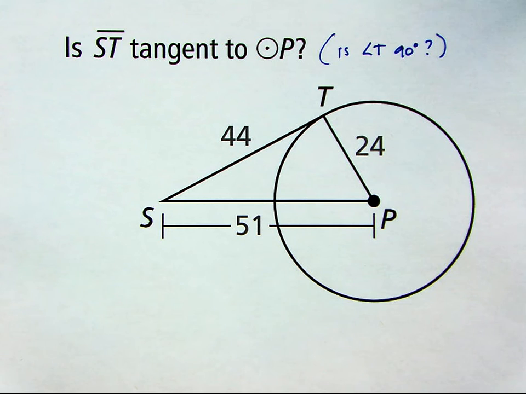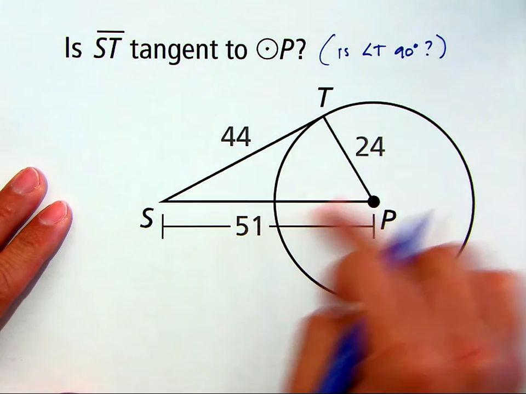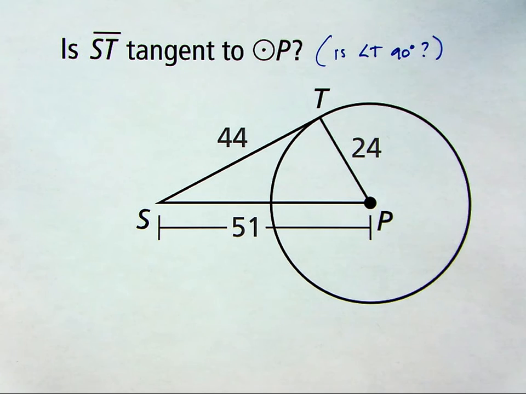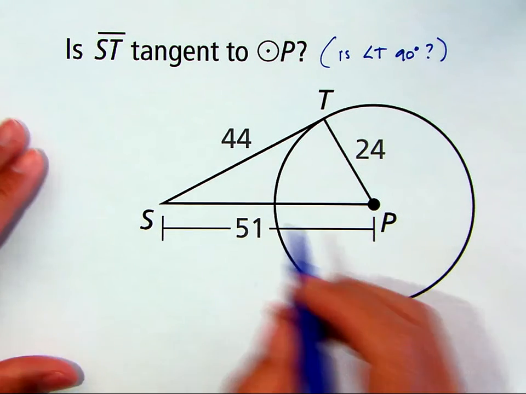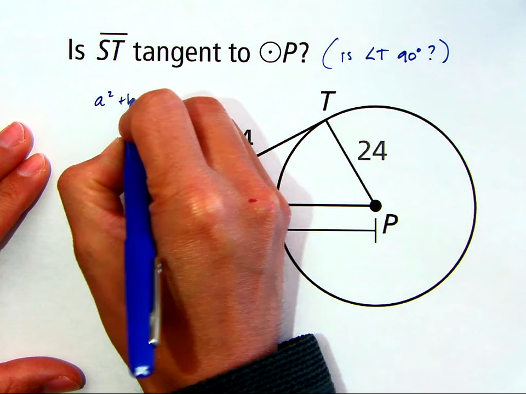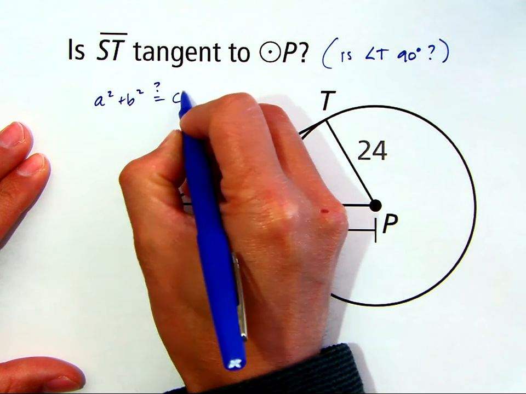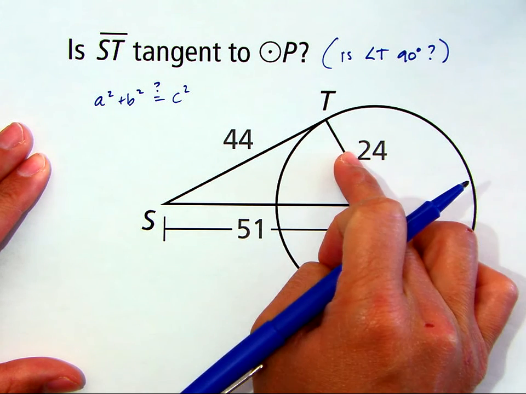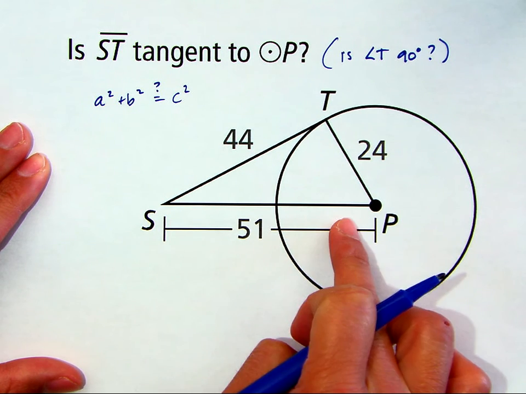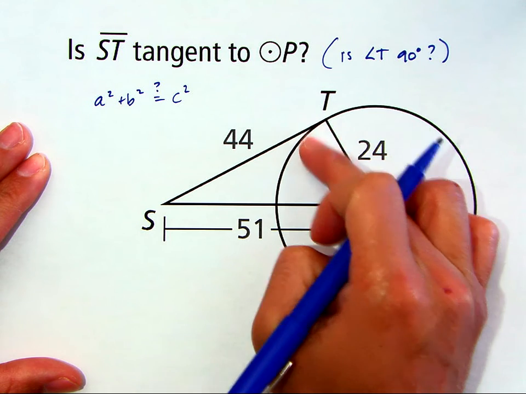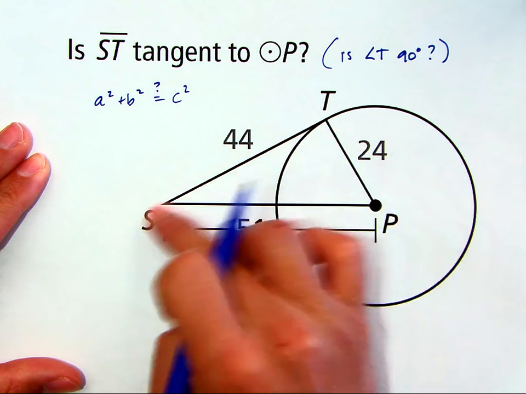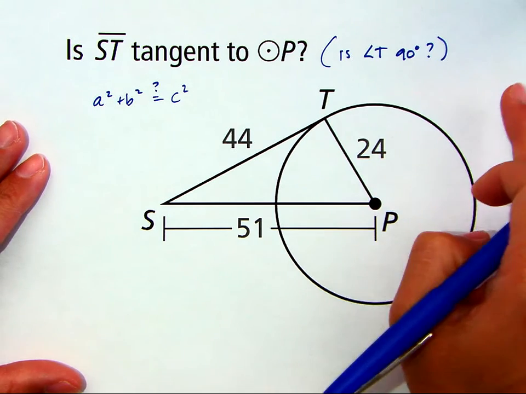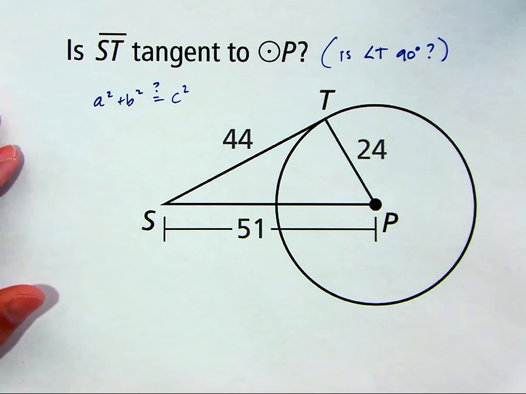Okay. So there's a very quick and easy way to determine whether this is a right triangle. See if these side lengths fit the Pythagorean theorem. Right? So in other words, does a squared plus b squared equal c squared? Okay. So if the sum of the square of the two legs equals the square of the hypotenuse, right, then that tells us that this is a right triangle, this is a right angle, and therefore ST is perpendicular or tangent to the circle.